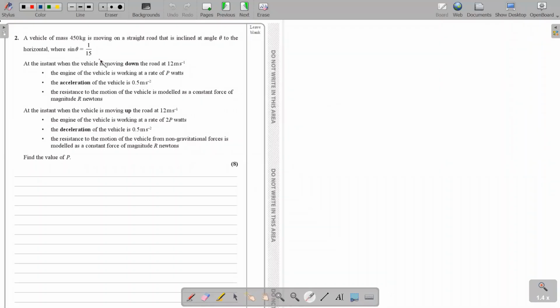Question number 2. A vehicle of mass 450 kg is moving on a straight road that is inclined at an angle theta to the horizontal, where sine theta is 1 over 15. Okay, at the instant when the vehicle is moving down the road. So I think we'll draw the diagram. So we have the vehicle. The vehicle is moving down the road. Vehicle of mass 450 kilograms, so weight is 450 G. The angle is theta.